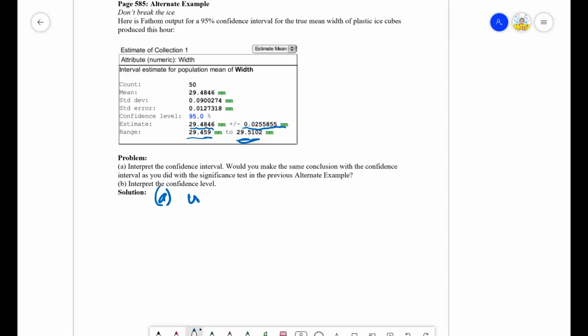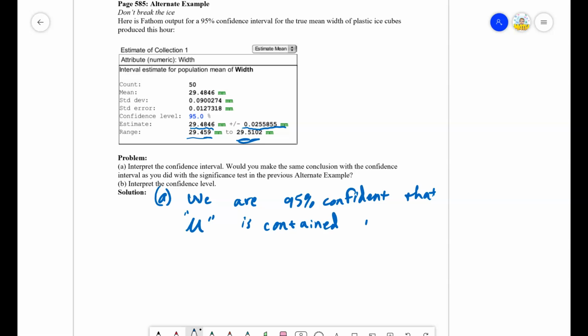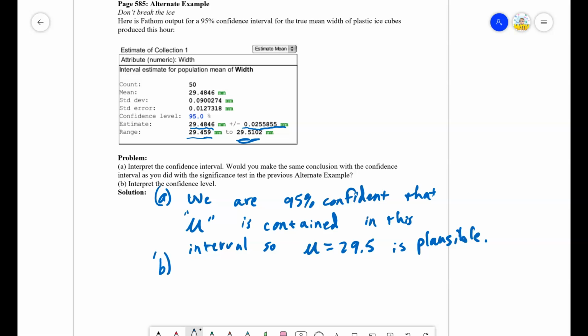So we are 95% confident that mu, and we already said what mu was, is contained in this interval. It's the true mean width of cubes produced. So mu equals 29.5 is plausible. Doesn't mean I proved it. We just don't have evidence to disbelieve it. If we had an interval that did not contain it, then we would be 95% confident that that 29.5 is not true. Okay. And then part B, interpret confidence.